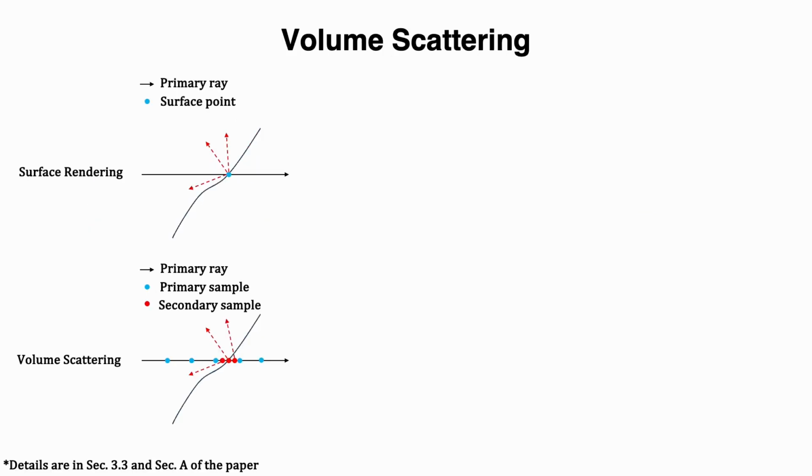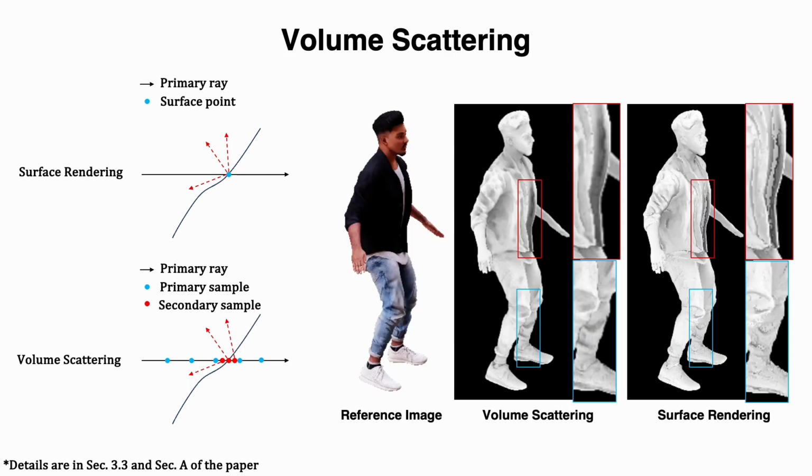Instead of following the standard rendering equation that was designed specifically for surface rendering, we trace back the root of the popular neural radiance field, which is the radiative transfer equation. We formulate the inverse rendering problem as a volumetric scattering process, which is shown to be more robust than surface rendering when abrupt depth changes are present. We refer readers to section 3.3 and section A of the paper for detailed derivations.